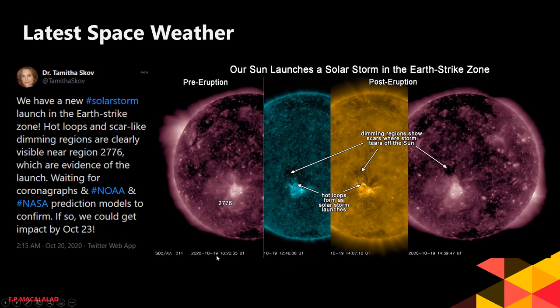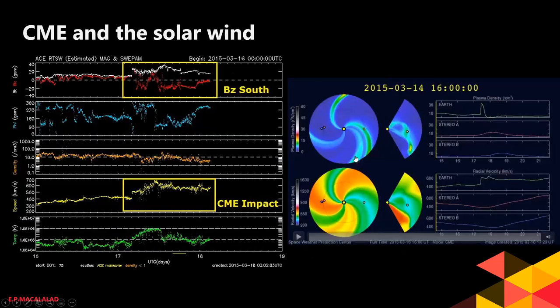So this was photographed October 19. Okay. So there was a dimming of this region. Because remember, when there is a solar storm, there is an eruption. So there will be a tear or mapupunit yung solar surface because of the ejection. A very small ejection, and it happens to be in the strike zone of the Earth. Okay, when they look at this part.